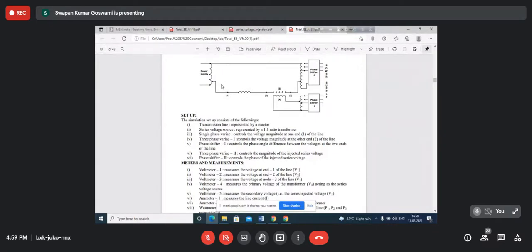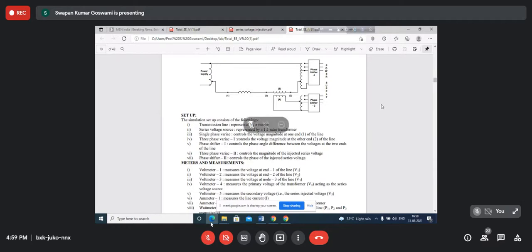And regarding reactive power, what is the direction of reactive power flow? Anybody? Reactive power flows from higher voltage to lower voltage. That means reactive power always flows from the higher voltage level to the lower voltage level, from the higher voltage end to the lower voltage end of the transmission line.